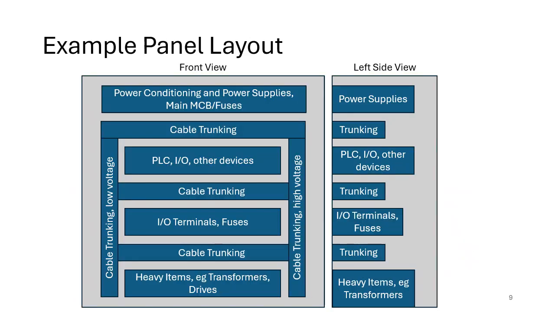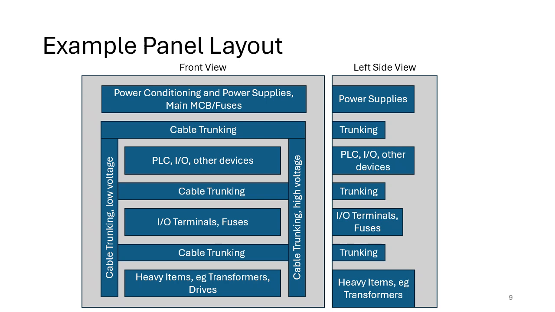It's rare that both of those will be on at the same time. So here's an example panel layout for a typical PLC application. Looking at the front view, we normally have power conditioning and power supplies along with the main master circuit breaker or miniature circuit breaker and fuses at the top. One of the reasons for doing this is power supplies can generate quite a lot of heat. So by having these at the top, that can allow that heat to flow to the top of the panel and avoid affecting other devices beneath, which may generate less heat, but which in turn also may be heat sensitive.